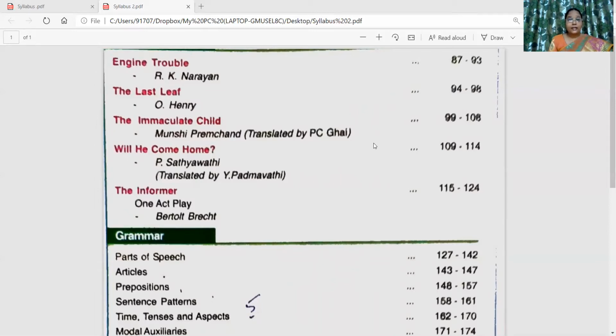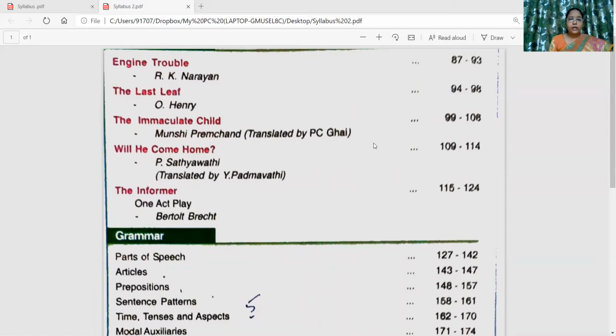And the second one is The Last Leaf. It's written by O. Henry. It brings tears to us while we read this story because it's a very sad story, but we have a great lesson from this story.